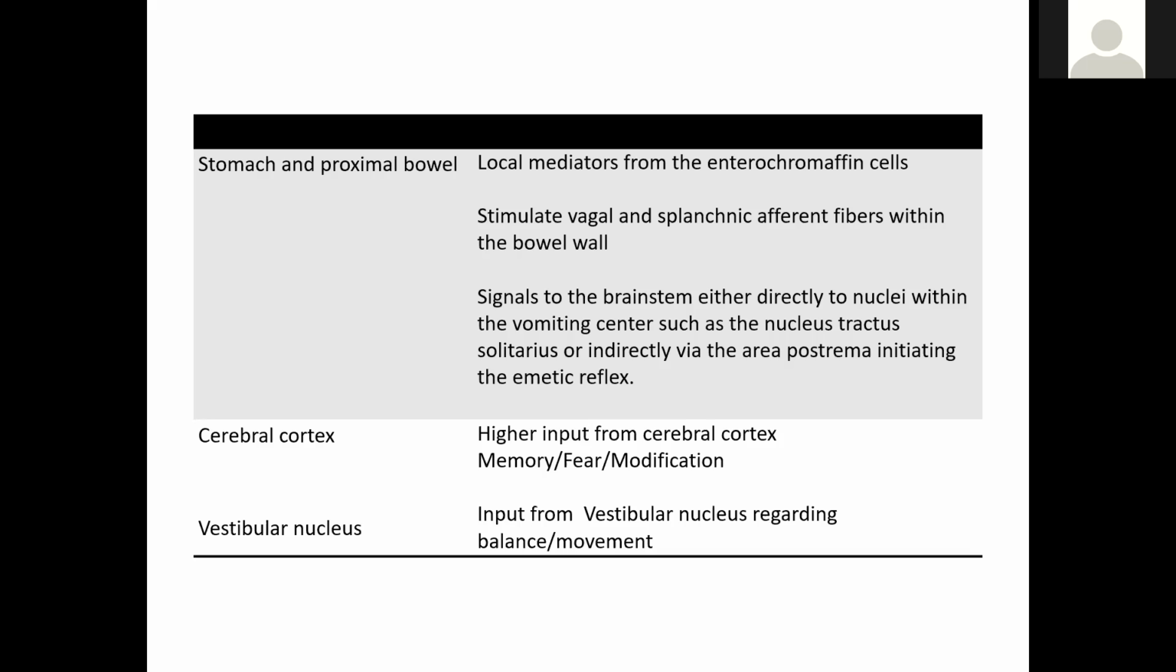Vestibular nucleus, we all know, is concerned mostly with balance and movement related nausea and vomiting. So these are the 5 centers that we need to deal with. Clear?